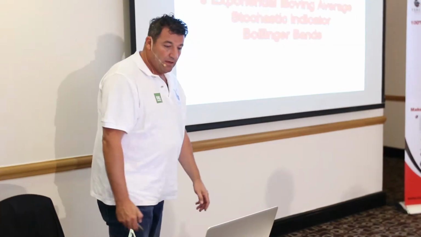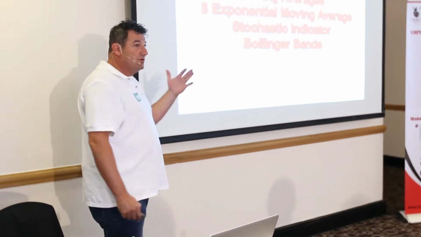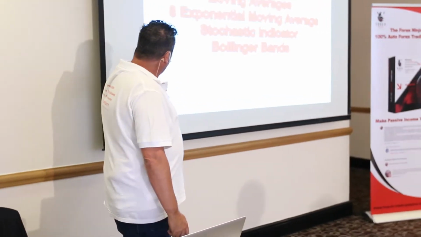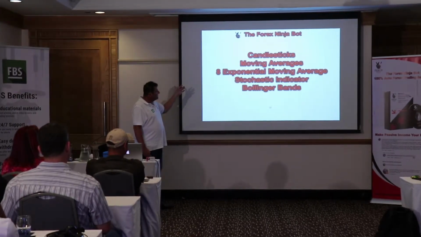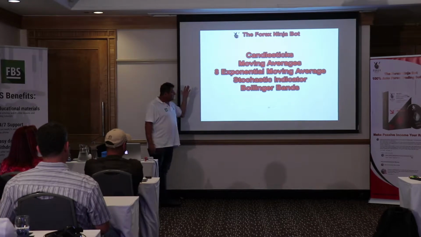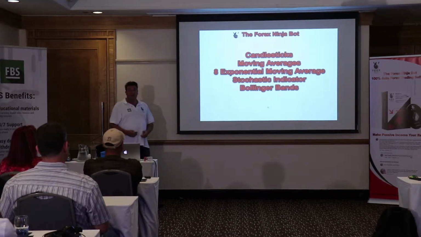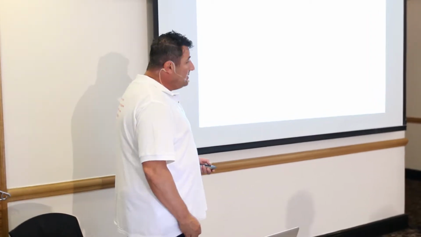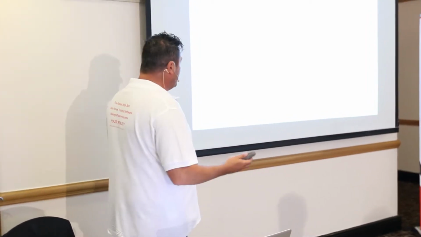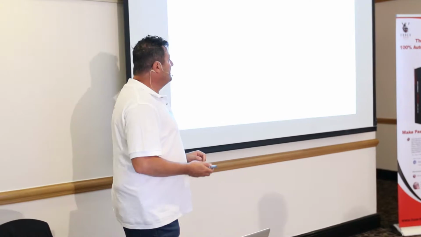Okay. So this is what I use to trade. I use the candlesticks, I use moving averages, I use an 8 exponential moving average, I use the stochastic indicator, and I use a Bollinger Band. Those are just the names. So the main moving average, I've got lots of moving averages on my chart, but the only one that I really use is the 8 exponential moving average.